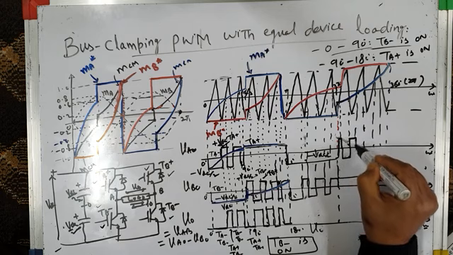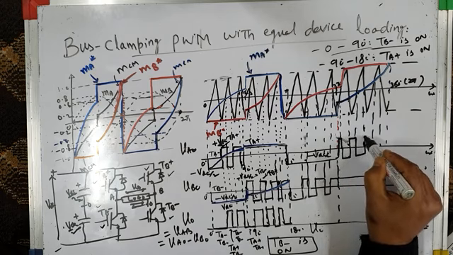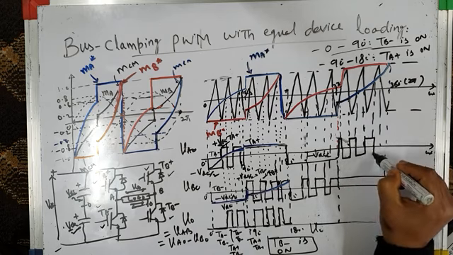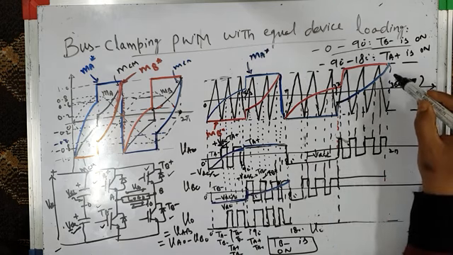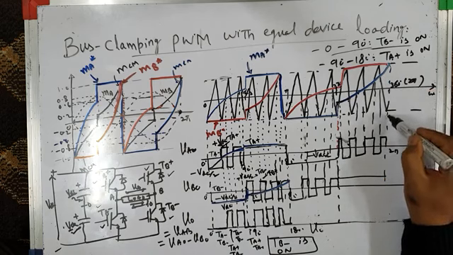Then it will be plus VDC by 2, minus VDC by 2. Then again plus VDC by 2, minus VDC by 2, plus VDC by 2. That's all. ये 2 pi. Yeah, up to this, 2 pi.